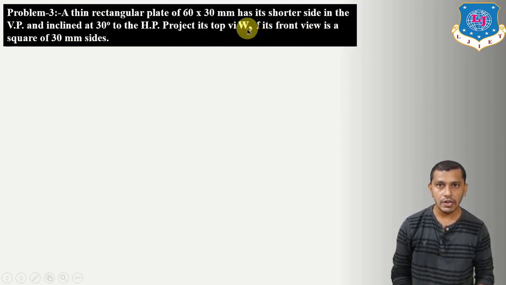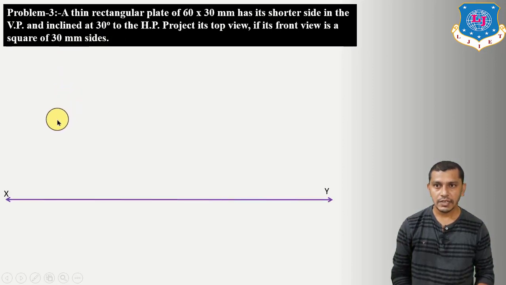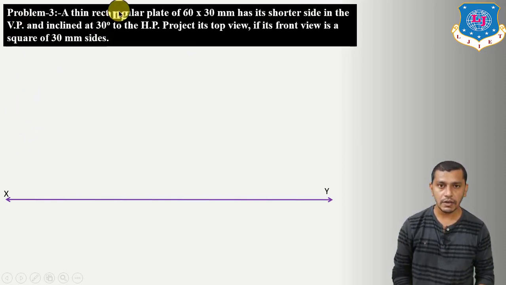Now here the condition with the vertical plane is given indirectly in the form of the front view being seen as a square of 30 mm side. So this will be our condition with the vertical plane. Now let's try to solve this example. Here we have to take the shorter side in the vertical plane. So in the first stage we have to assume the surface of the rectangular plane parallel to the vertical plane. So we will get the true shape of the rectangle on the vertical plane.